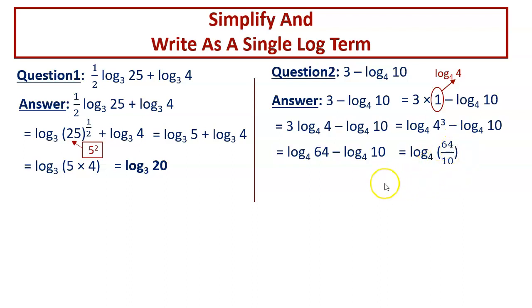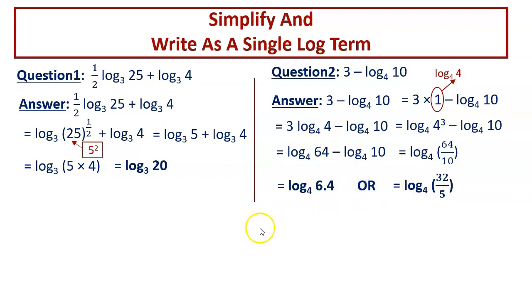And what is 64 over 10? It is log of 6.4 to the base 4. Or we can cancel both the numerator and the denominator by 2, and we get log of 32 over 5 to the base 4. So both are valid. You can write any of these two. So we have given the answer as a single log term.